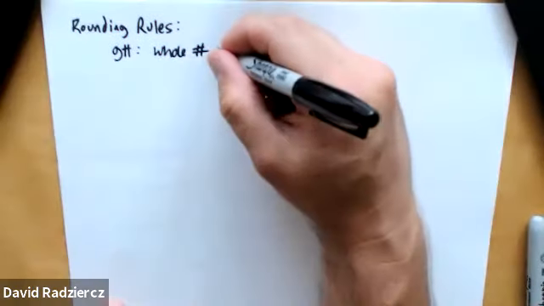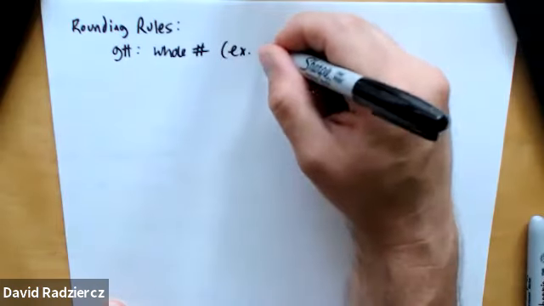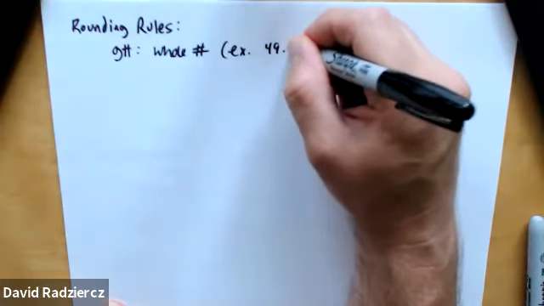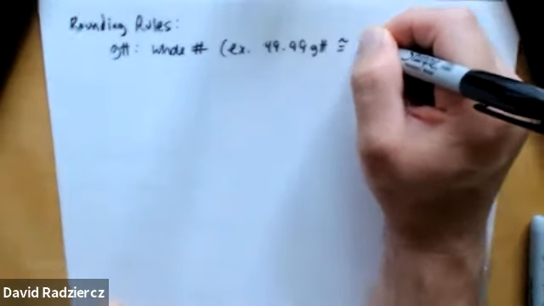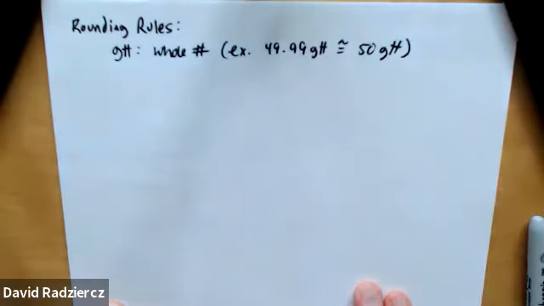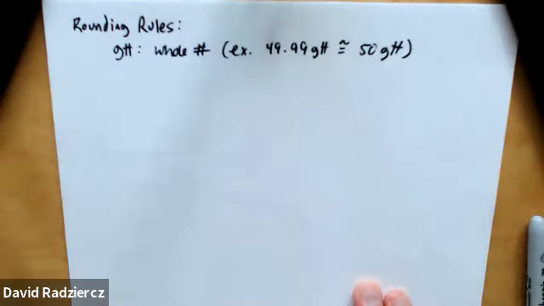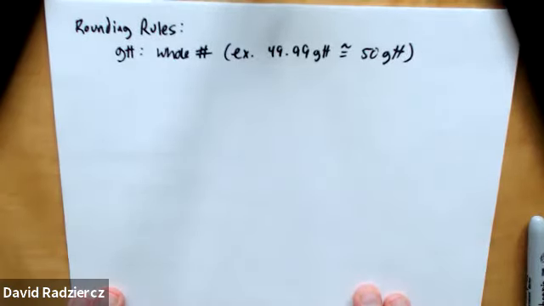So when you're doing drop rate and things like that, as an example, if I had 49.99 drops, you would round that to 50 drops. Now that shouldn't be an issue on the actual test, but if it does come up, just know that it's the nearest whole drop when you deal with drops.